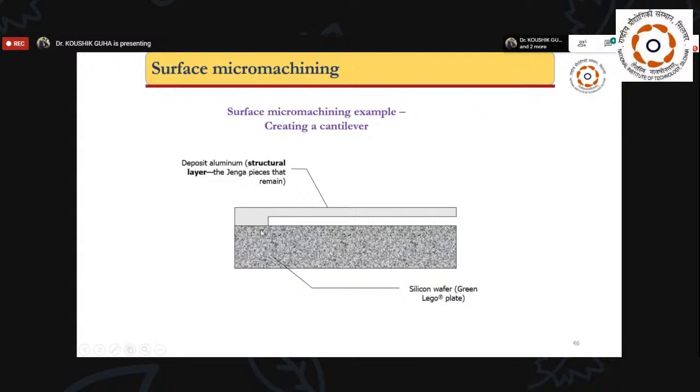This is called a cantilever. In a cantilever, one end is completely free and the other end is completely fixed. One of the best examples is the diving board of a swimmer. You can make the analogy between these types of structures and the diving board of a swimmer. It is one example of a cantilever.